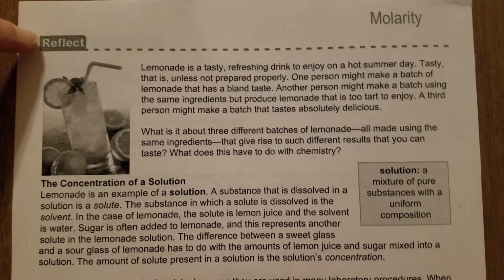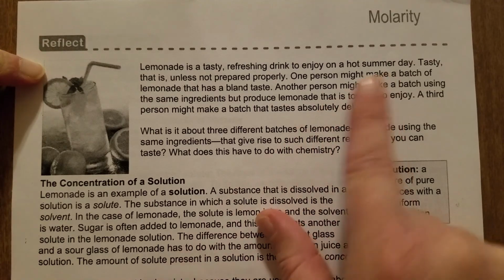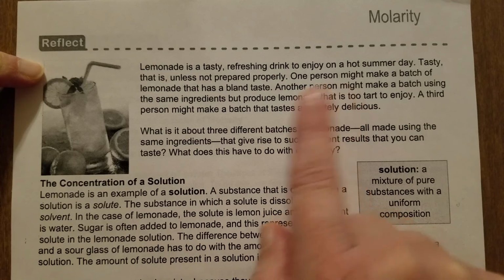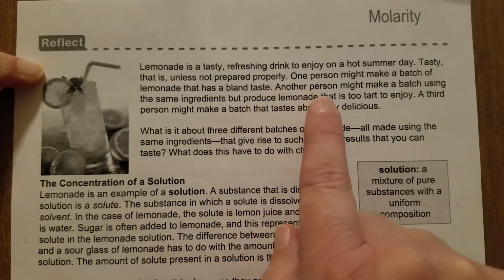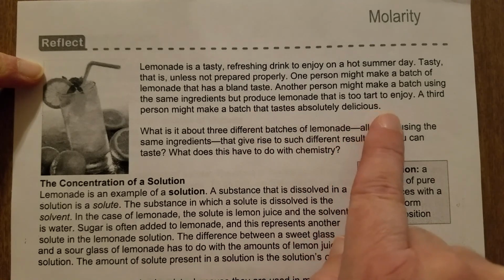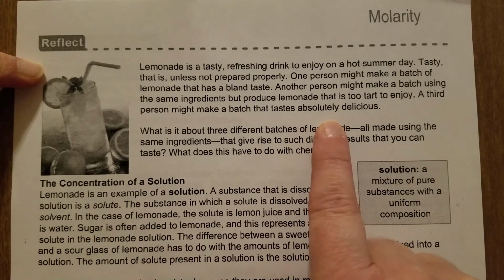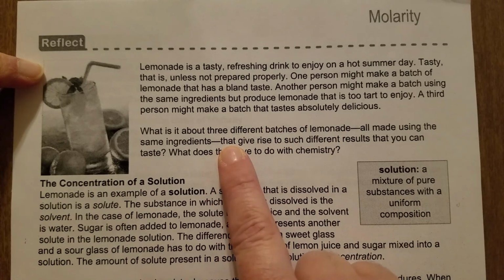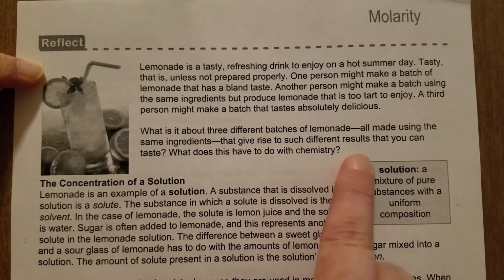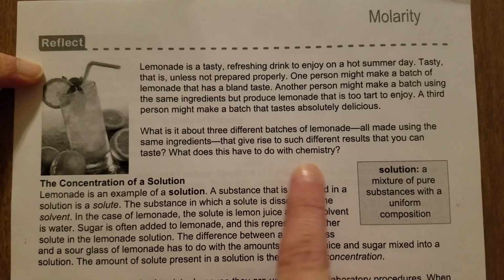Reflect. Lemonade is a tasty, refreshing drink to enjoy on a hot summer day. Tasty, that is, unless not prepared properly. One person might make a batch of lemonade that has a bland taste. Another person might make a batch using the same ingredients but produce lemonade that is too tart to enjoy. A third person might make a batch that tastes absolutely delicious. What is it about 3 different batches of lemonade, all made using the same ingredients, that give rise to such different results that you can taste? What does this have to do with chemistry?